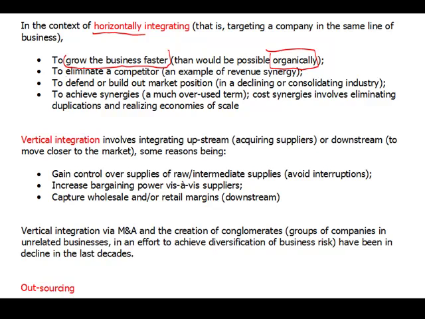Another reason might be to eliminate a competitor, a very important reason. You enter a new country, you can set up on your own or just buy someone else, and not only you get the market share but also get rid of a competitor. Then finally, two other reasons. You build your market position. You become stronger and bigger, especially in a consolidating industry, in an industry where there is a lot of small entities providing these products or services.